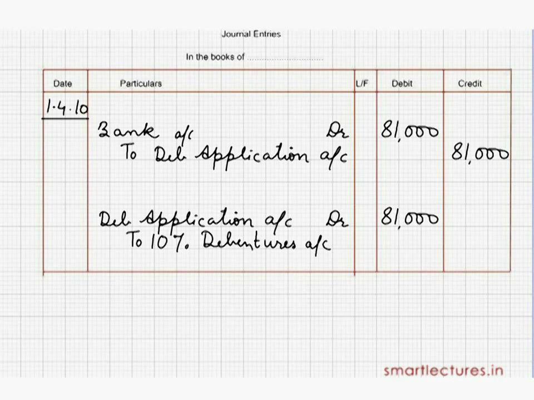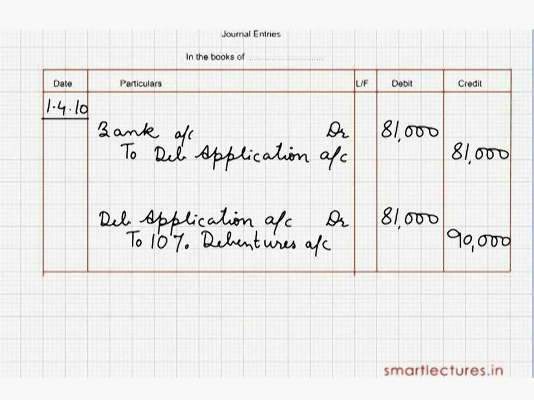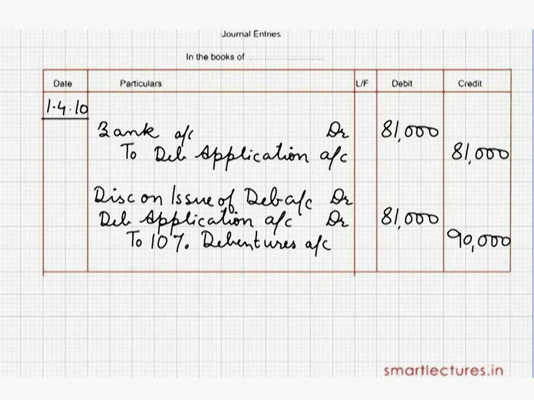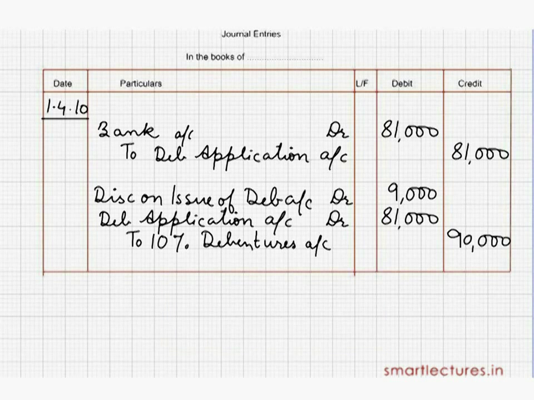Now it must be debited by rupees 81,000, to 10% debentures, that will be 90,000 rupees, 9,000 into 10, because debentures account are always debited and credited at face value. Now discount on issue of debentures account debit, because these debentures have been issued at discount. That will be 9,000 into 1, 9,000. So this will be the journal entry at the time of issue.